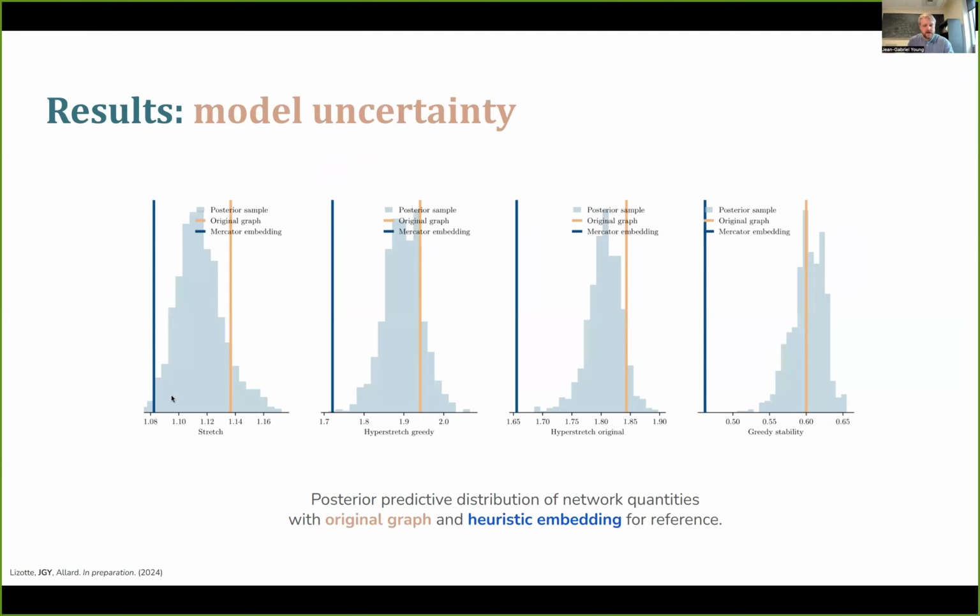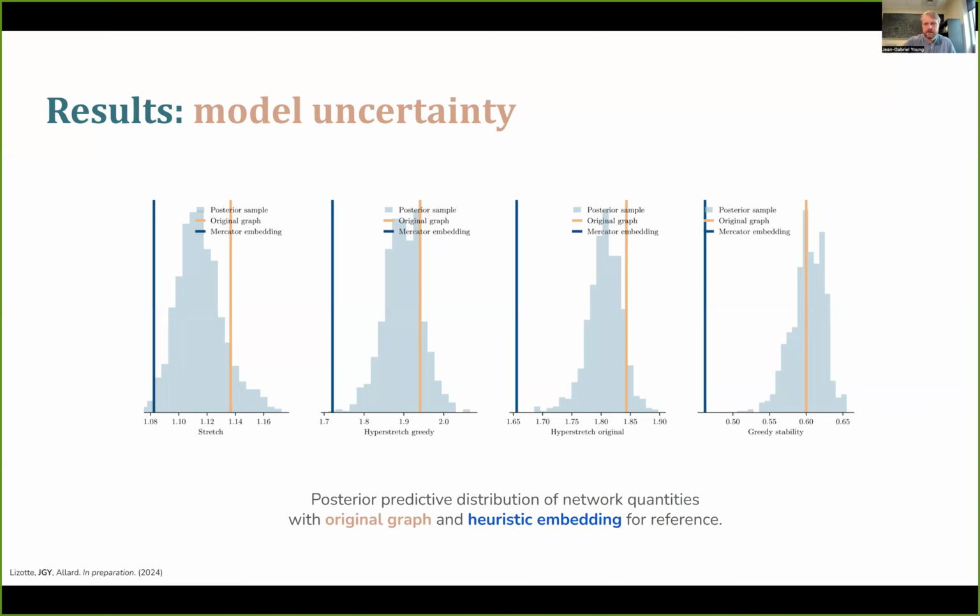And the last thing I want to talk about with the sampling is that the other cool thing about having embeddings that are probabilistic, instead of a simple embedding, is that we can have error bars on all our network metrics. Here, the stretch, the hyperstretch, original, and the greedy are all different ways that people in the hyperbolic embedding world have come up with to quantify the quality of an embedding. For the purpose of this talk, what's important is that they're notions of quality that we can compute on an embedding.